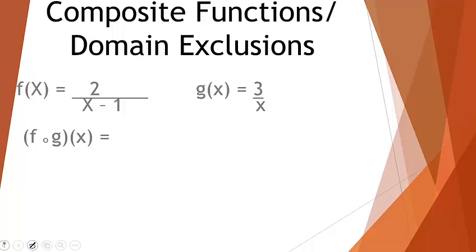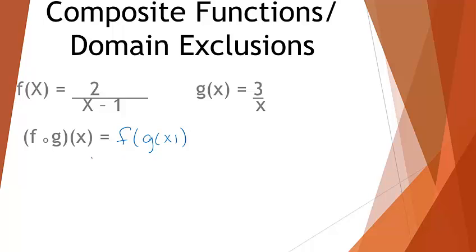In this example, we're going to look at some composite functions and their domain exclusions. To begin with, I have two functions, f of x and g of x. And here I want to evaluate f of g of x. All this means is that in function f, we're now going to input g of x. This is now our value that we're going to fill in.